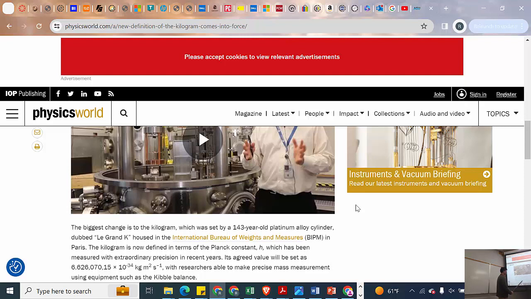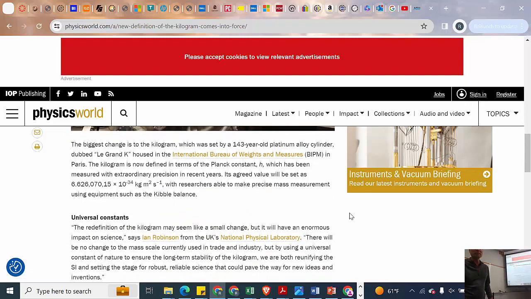So in this constant, there's kilograms. If we can calculate these out, then we can get the kilograms. And researchers are able to make precise mass measurements using equipment such as a kibble balance. This is the kibble balance here. But it turns out that two masses aren't exactly the same. The mass of the kilogram from the kibble balance and the mass of the kilogram from the prototype kilogram are slightly different. And so since the masses have changed, has everything else changed?